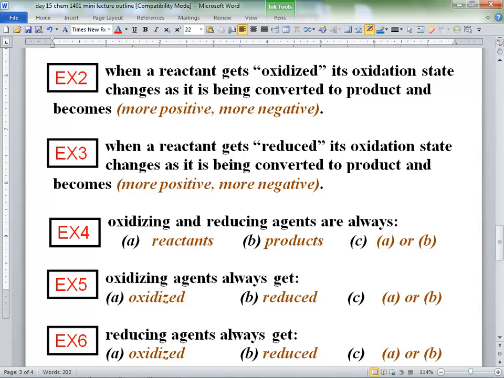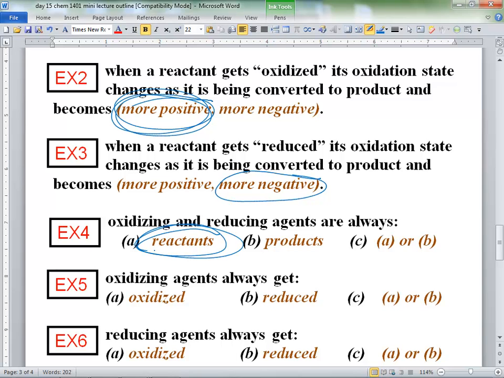Let's just get through this terminology. We have these reactions, and we want to get used to this redox terminology, reduction oxidation terminology. When a reactant gets oxidized, its oxidation state changes as it's being converted to the product, and it gets more positive. Reactant gets reduced, its oxidation state changes as it's getting converted to a product and becomes more negative. Reduced, more negative; oxidized, more positive.